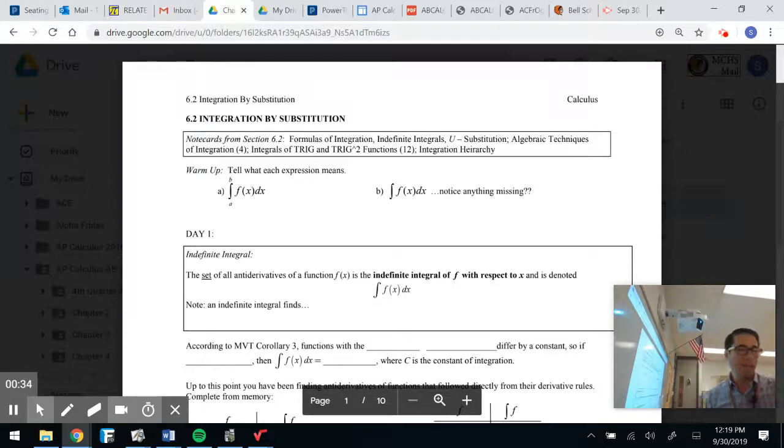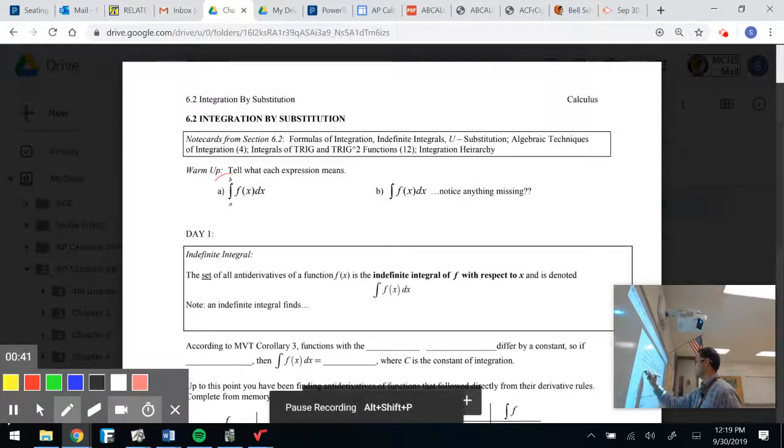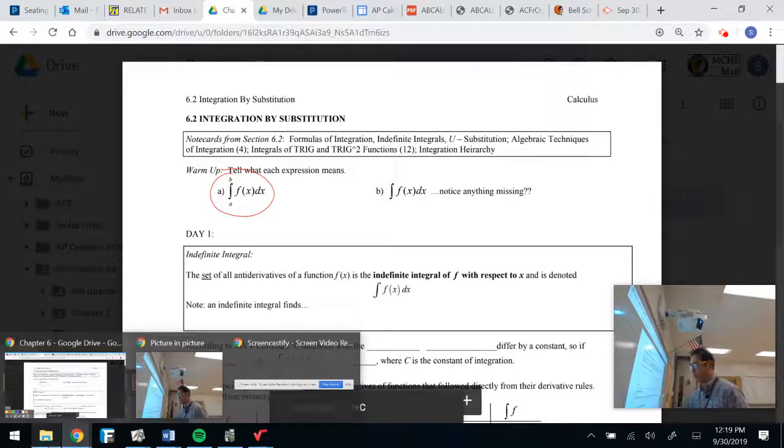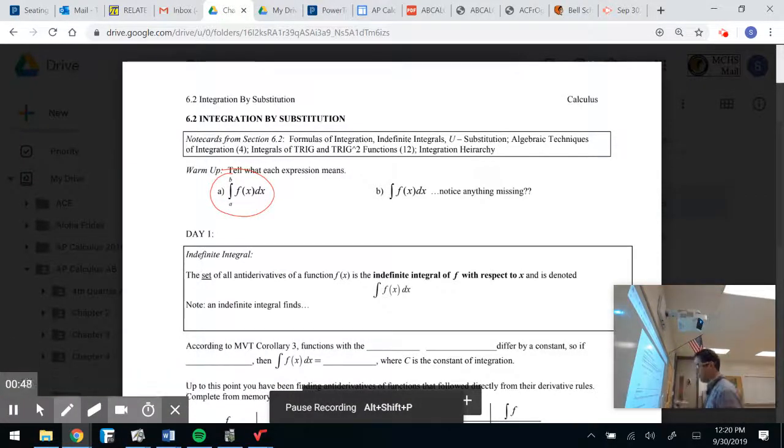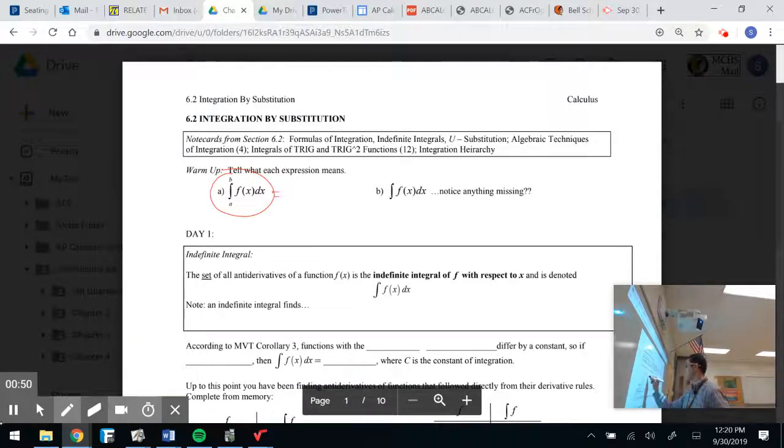A little bit of background here to get us started. Warm up. Tell me what each one of these following guys mean. Okay, so what does that mean? Hopefully we know that means the integral from a to b of f of x dx. Remember, that is going to give me the exact area under the curve, or from the curve to the x-axis, from x equals a to x equals b.